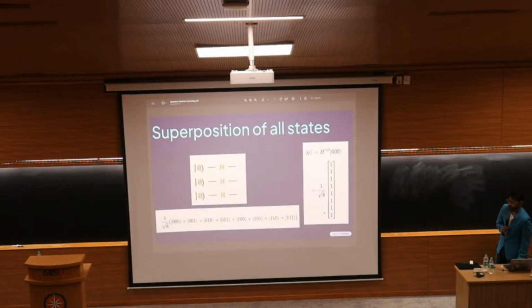So why this? Because if you just expand it, 0, 0, 0, you know what 0 is: it's just a column vector 1, 0. So you have to take the tensor product between the 0, 0 and 0. What you will get is an 8 by 1 column matrix. So that will be basically 1, 0, 0, 0, 0, 0, 0, 0. Similarly for 0, 0, 1, you will get 0, 1, 0, 0, 0, 0, 0, 0, and so on.